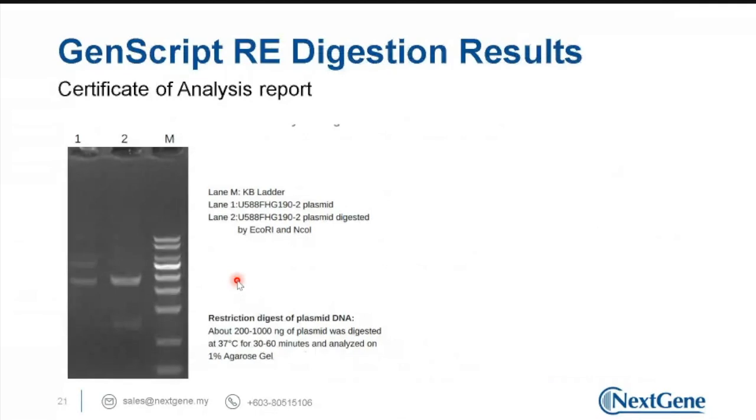Okay, so this is showing another QC step, the quality control step, in the certificate of analysis report from GenScript. In addition to Sanger sequencing, we will also use restriction enzymes to digest the plasmid and see whether it releases fragments with the expected size or not.